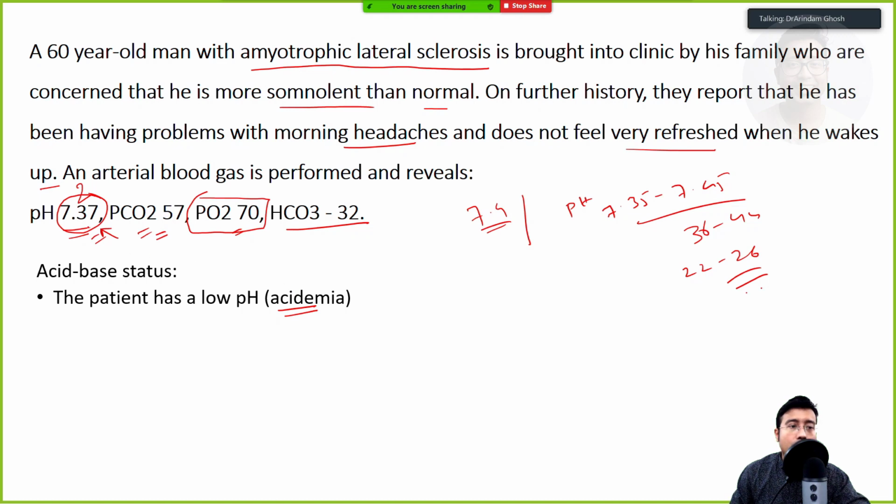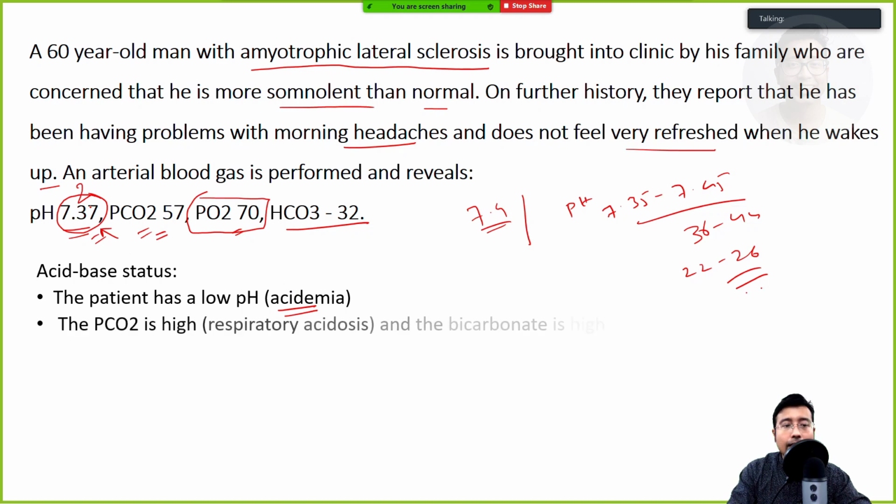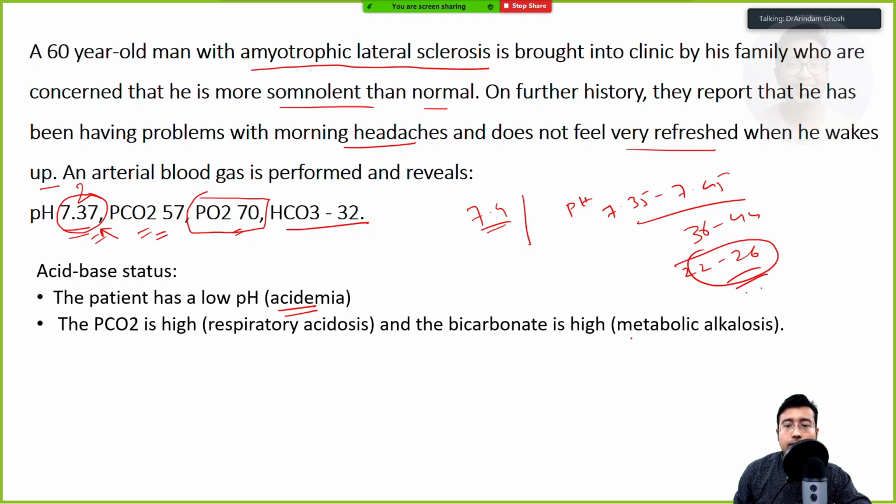Okay, consider 7.27, not 37. Okay, next, there are two conditions over here. What is going on over here? See, bicarbonate is high, definitely there is metabolic alkalosis, and PCO2 is also high, that is respiratory acidosis.